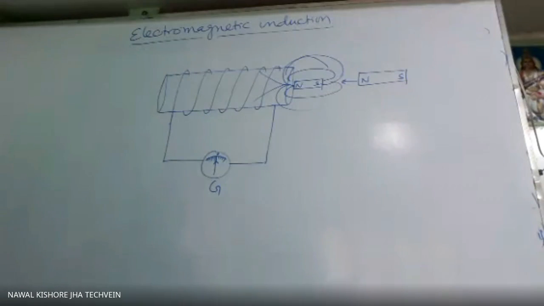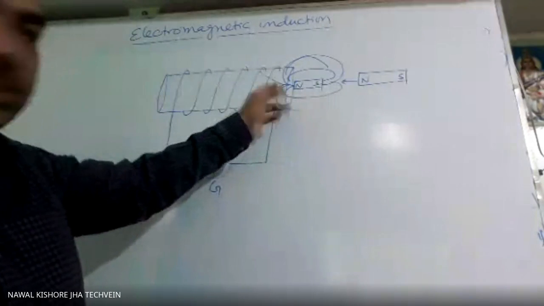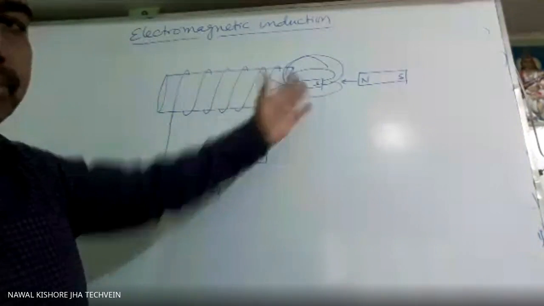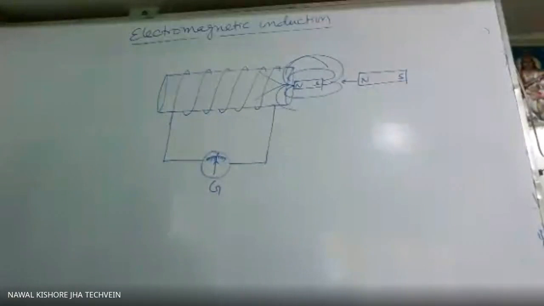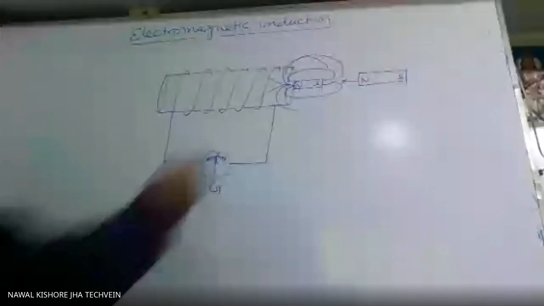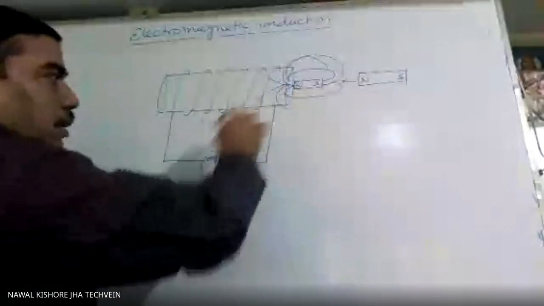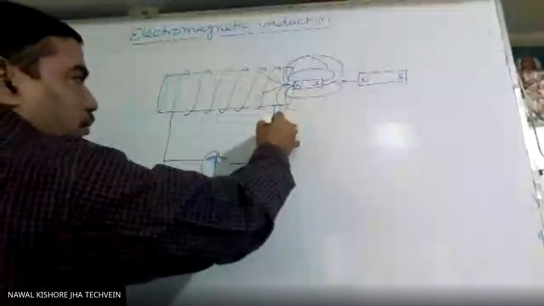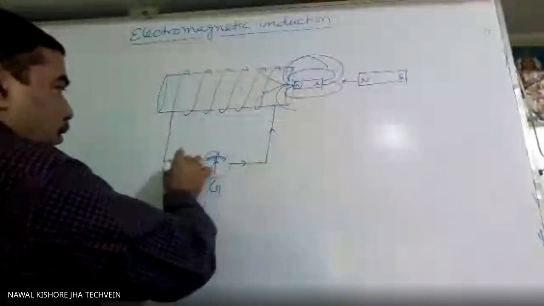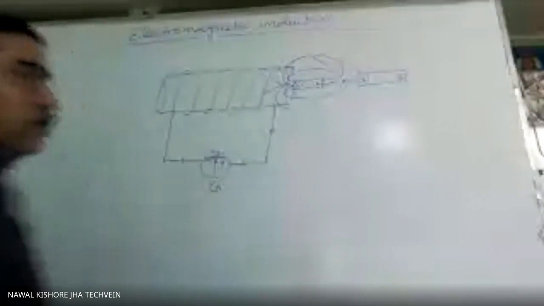So the North Pole is approaching this, so it will oppose. Lenz's law says it will oppose the motion, or it will oppose the cause due to which it is induced. So a North Pole will be induced. When the magnet is moved this way, the North Pole will be this side. That means current will be this way, so deflection will be to the right side. When the magnet is moved away, we will observe the deflection is to the left side.